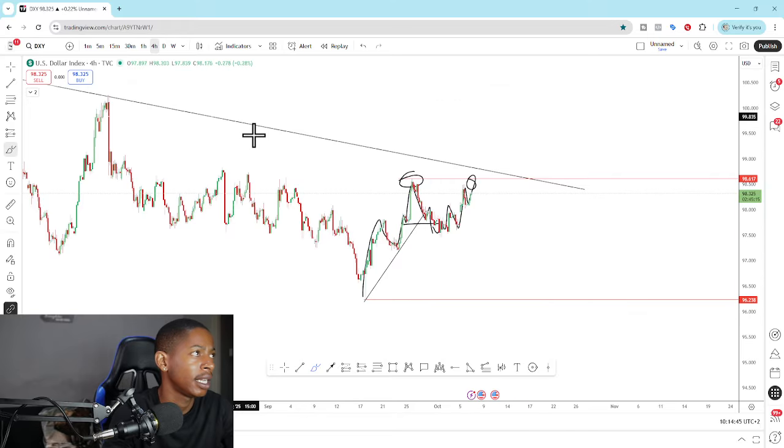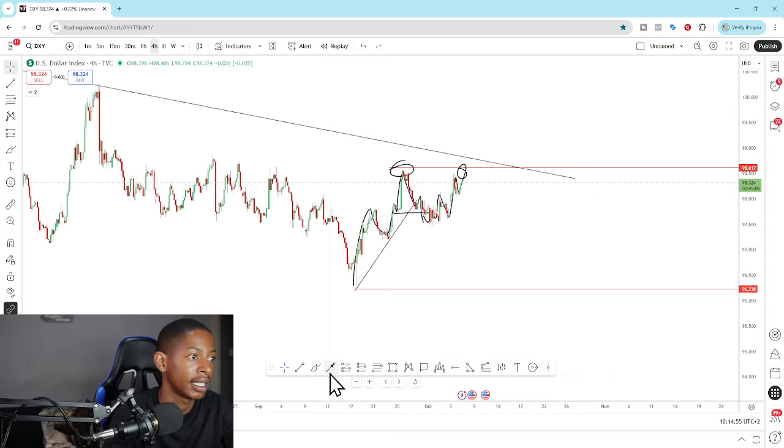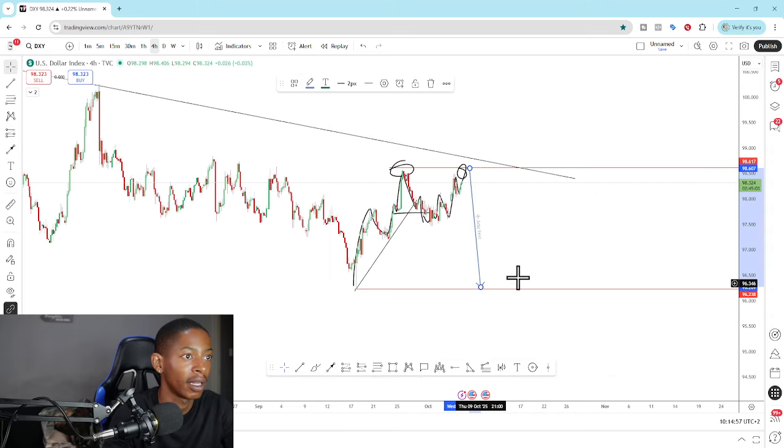So basically I'm looking for a sell on the dollar index, which means that if I'm looking for a sell, I'm looking for a buy on gold, and things like that. It helps me have an understanding more like this. So I'm just going to have it be like this.